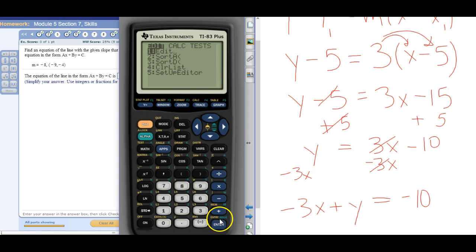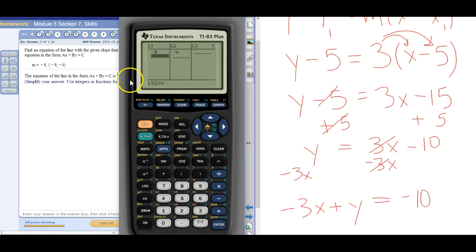All right, so let's go to Edit, clear your list for L1, scroll over, press up, highlight the list, clear, Enter. All right, and then just type the numbers in. So the very first thing on the top on both L1 and L2 are going to be your x and y coordinates. So negative 9 goes in there, and negative 4 right there.